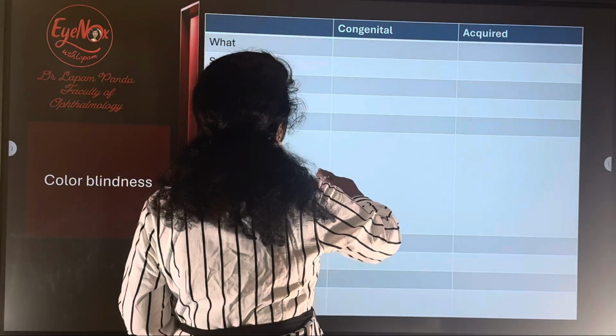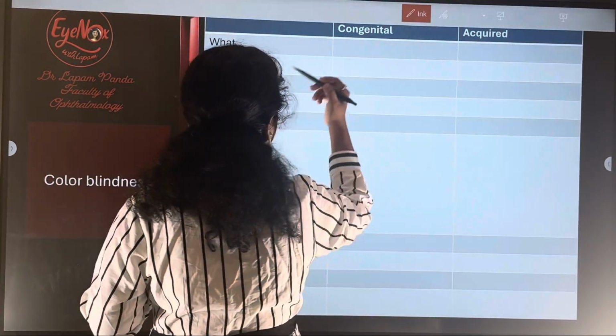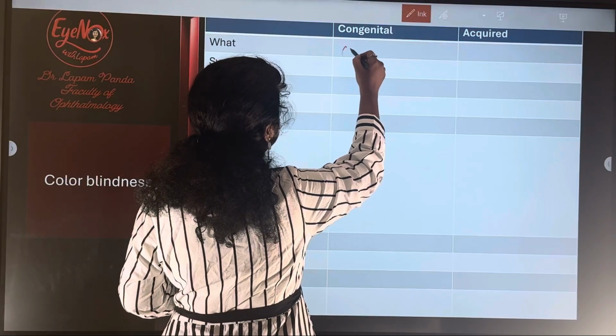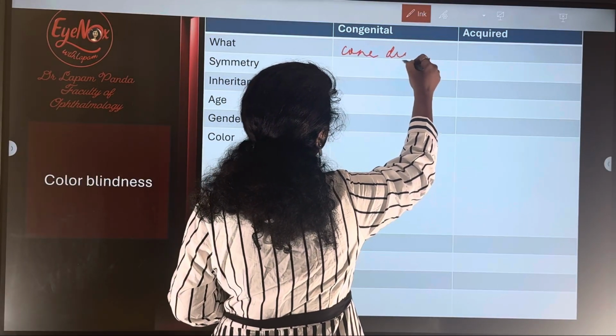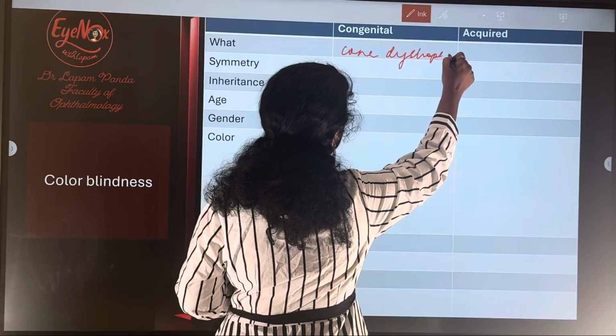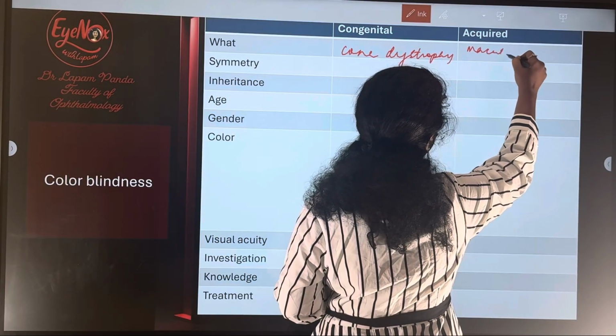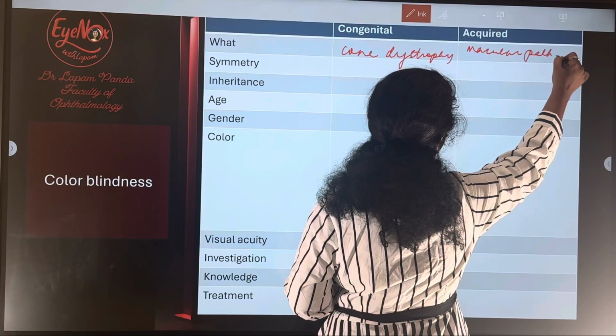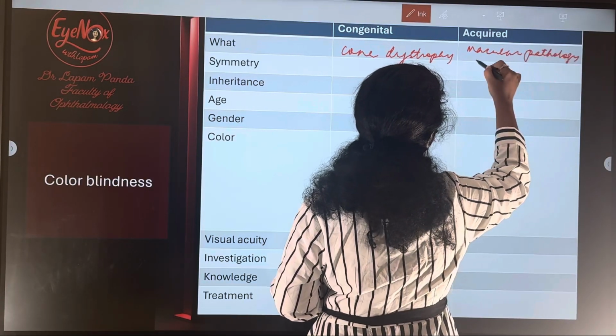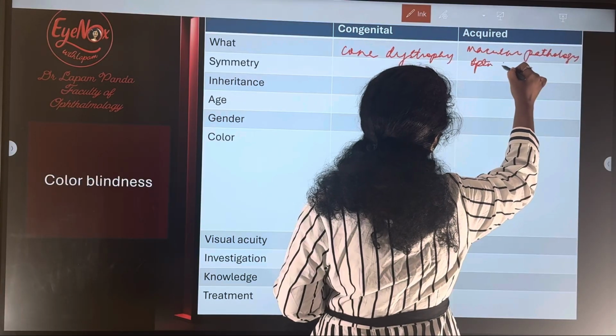Okay. So congenital what? It is a cone dystrophy. Basically, the problem lies with the cone. Whereas when we talk about acquired, the acquired can be a macular pathology or an optic nerve pathology.